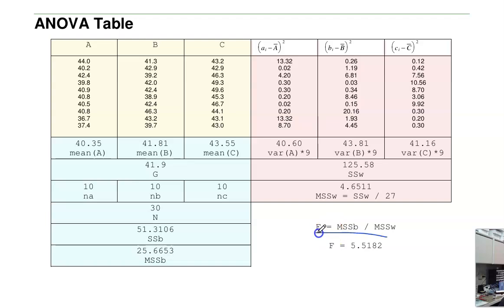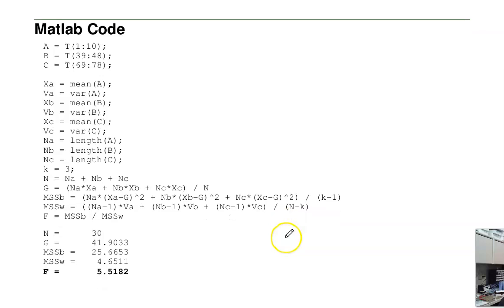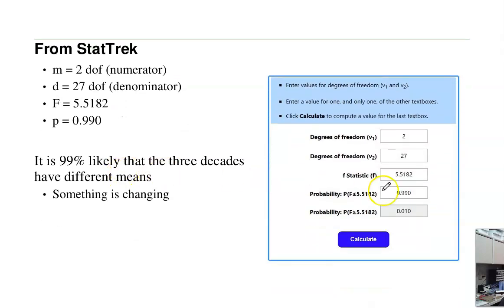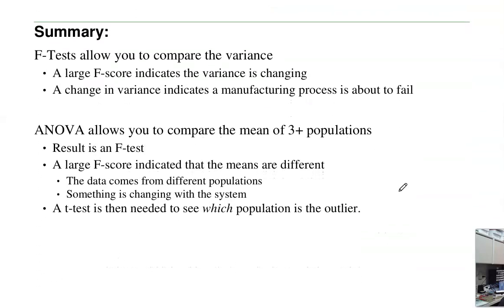Here's data between the 40s, 80s, 2010s. Grind it all out. Here's the F-score. Using MATLAB, here's the data. Here's the F-score. Again, this is using the standard method. From StatTrek, what that means is 0.99. 99% likely the means are different, or something's changing. So that's analysis of variance. For this class, you can use either method, the non-standard method, which I think is more correct, or the standard method, which is standard. Your pick.